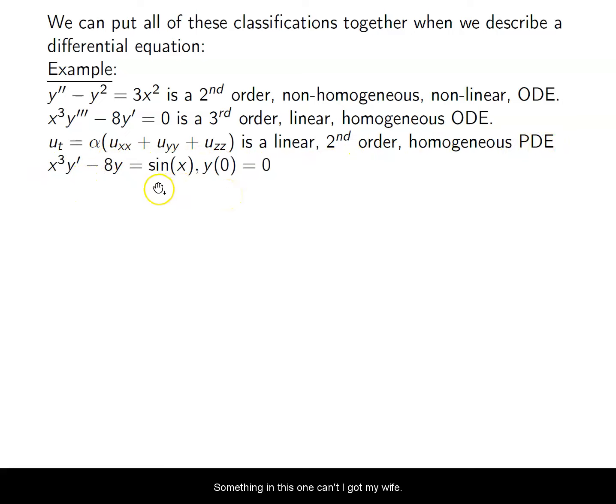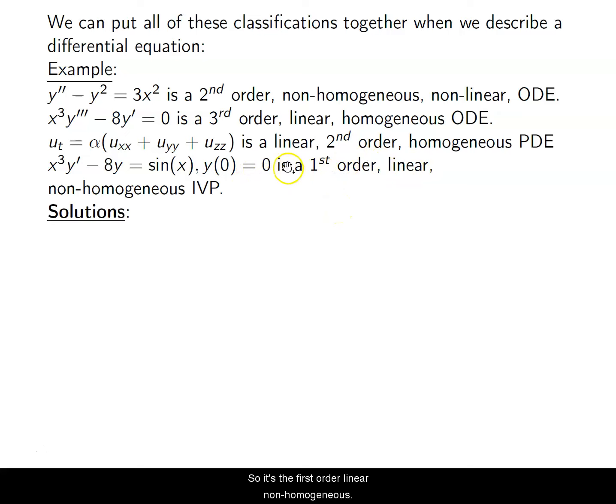All right, something of this form. Okay, I got my y's. There are no nonlinear terms here because this nonlinear term is in terms of x. This nonlinear term is in terms of x, so it has nothing to do with the solution function. So it's non-homogeneous. It's first order. It's linear. Looks like I have an initial condition here, right? So it's a first order linear non-homogeneous IVP.